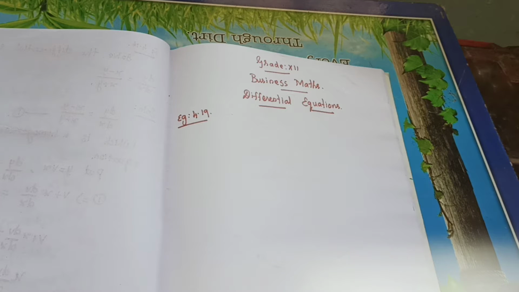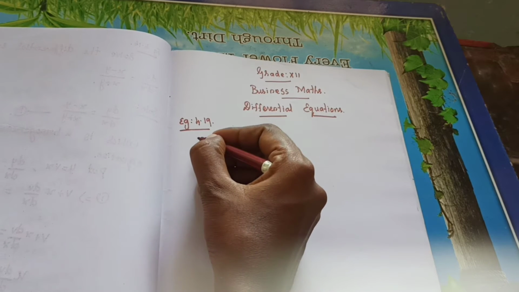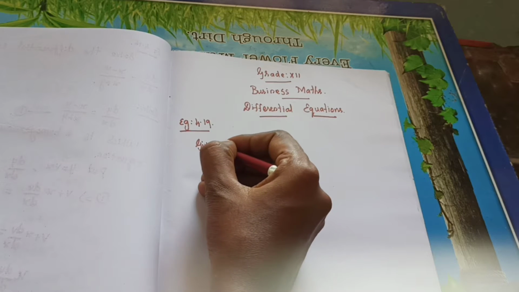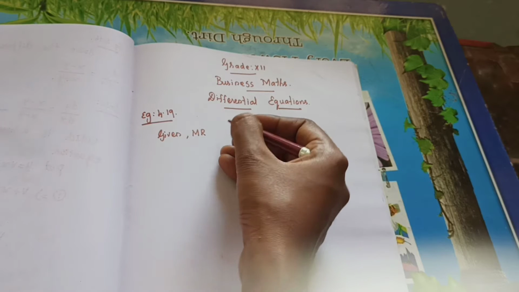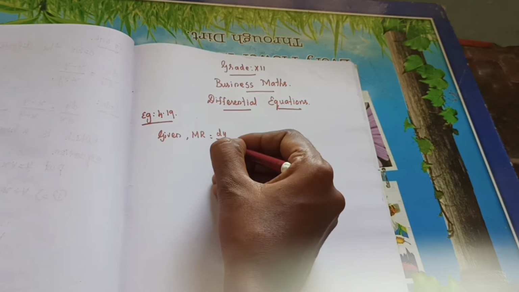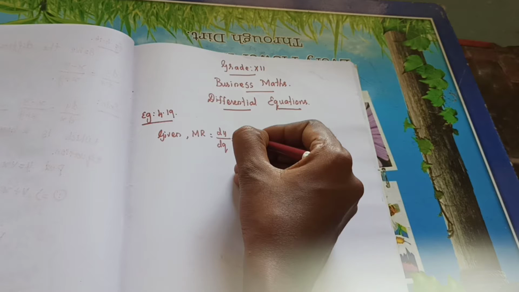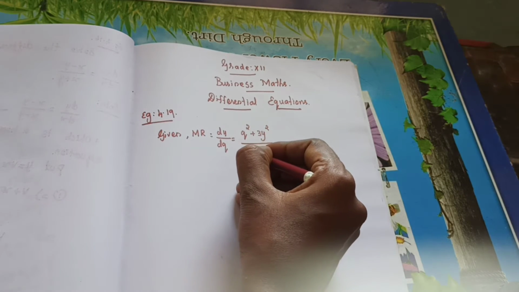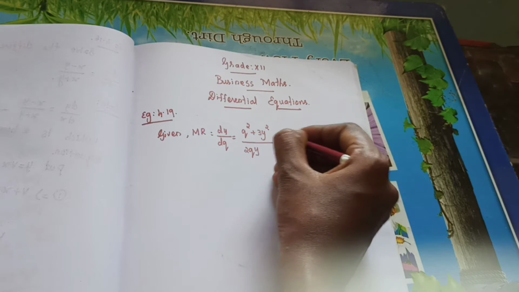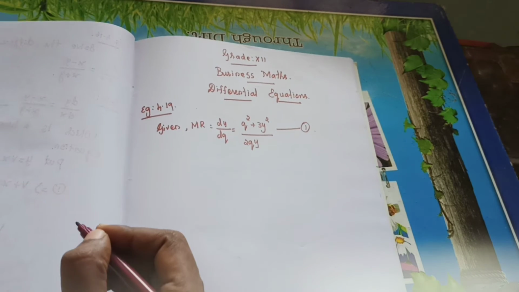Here they asked to find the total revenue function when output is 1 unit and the revenue is rupees 5. First I am writing the MR value, that is marginal revenue, which is given in the equation as dy by dq equal to (q square plus 3y square) divided by 2qy. Take this as equation number 1.